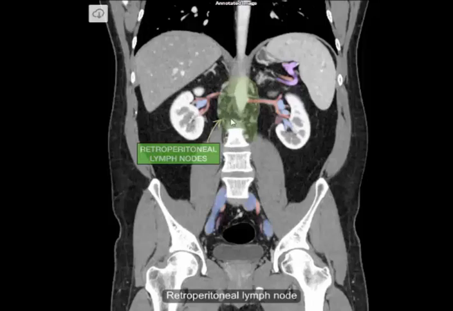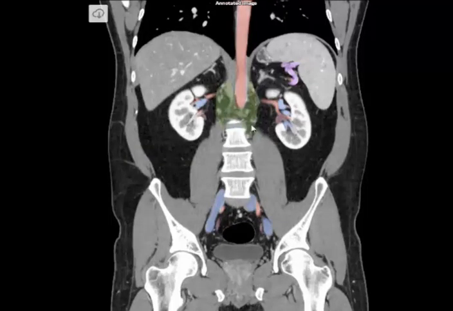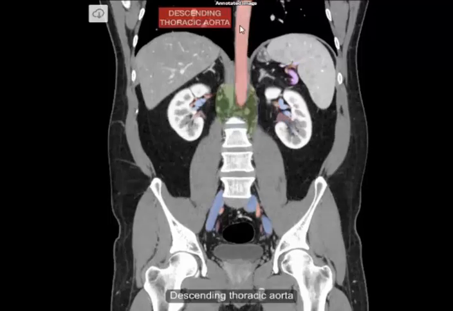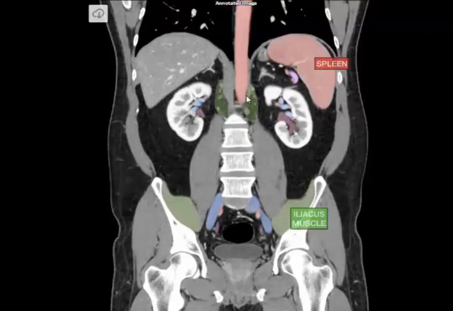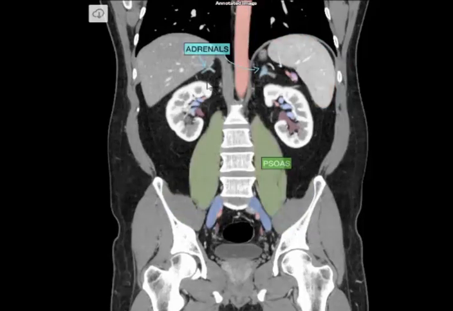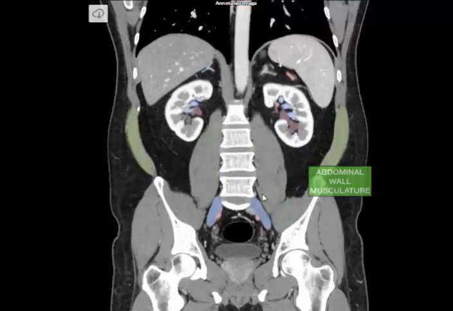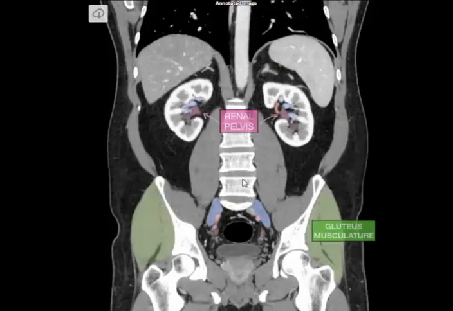Retroperitoneal lymph nodes area, splenic vein, right and left renal artery, descending thoracic aorta, spleen, iliacus muscle, right and left, adrenal glands, psoas muscle, right and left, abdominal wall, right and left, renal pelvis, right and left.